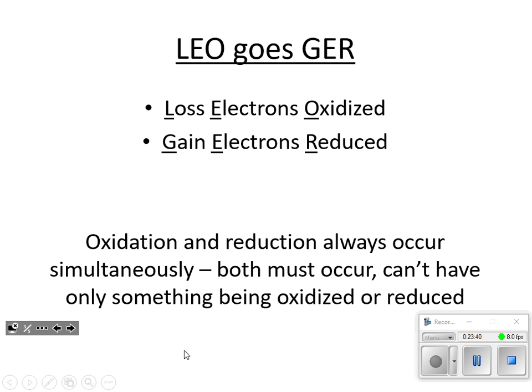If you ever find yourself trying to do some of these homework problems and you end up not having something oxidized, but something was reduced, you did something wrong. Just like when you check your oxidation numbers on the periodic table and it's not on there, you did something wrong.